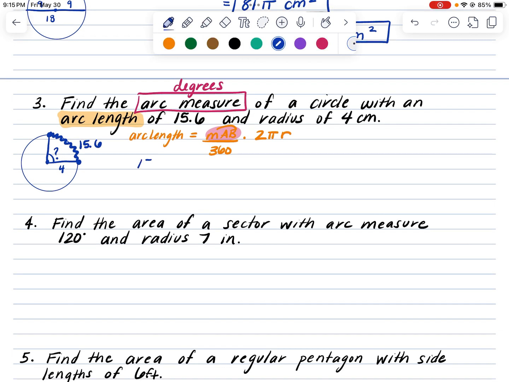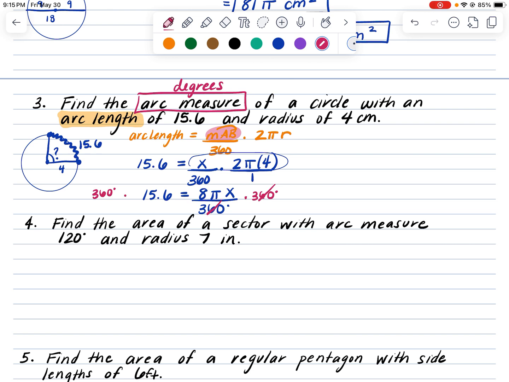The arc length is 15.6. I don't know the angle over 360 times 2 pi 4. And again, you can put this over 1 if you want. We're going to multiply straight across, and then we're going to simplify. So 2 times 4, so I get 15.6 is equal to 8 pi x. That's the top, multiplied across, all over 360 degrees. When I want to get rid of the denominator, I multiply both sides by 360 degrees.